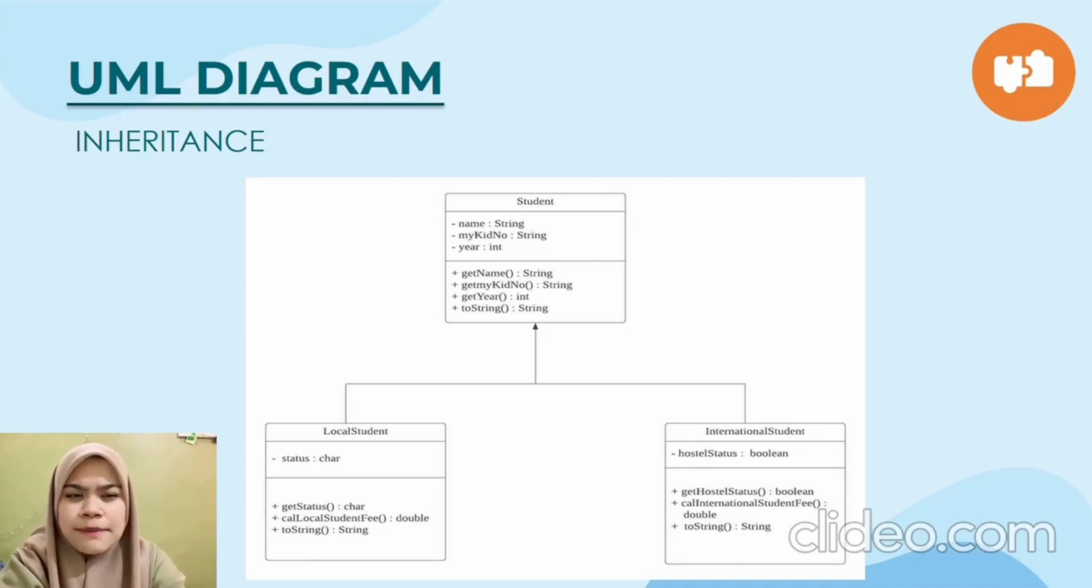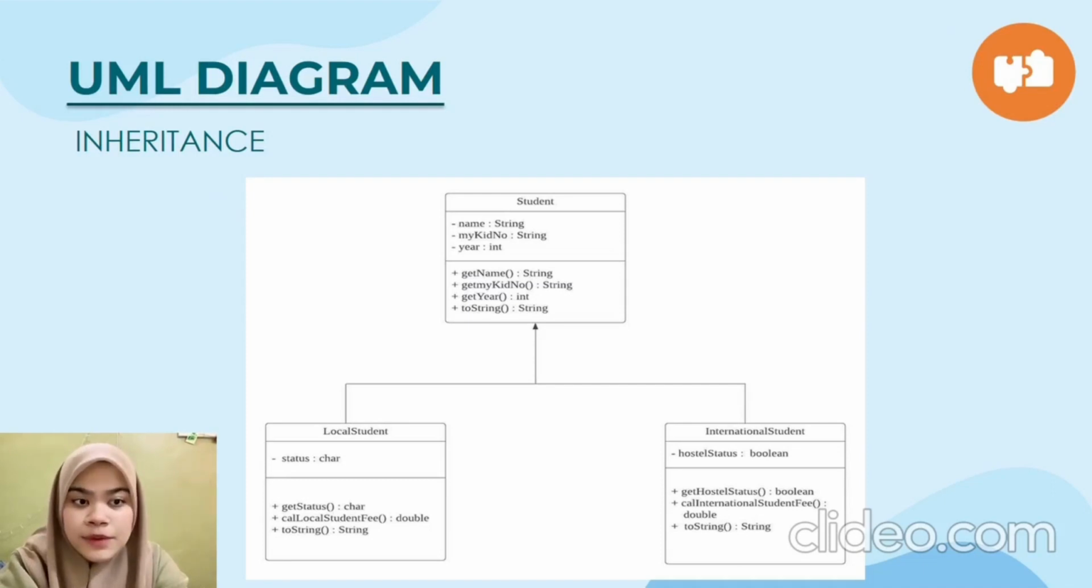Here the top compartment shows the class name, the middle compartment lists the class attributes, and the bottom compartment lists the getter methods. As we can see, the name is Student, and in the middle compartment we see the Student class has 3 attributes, which are name, MyKad number, and year.